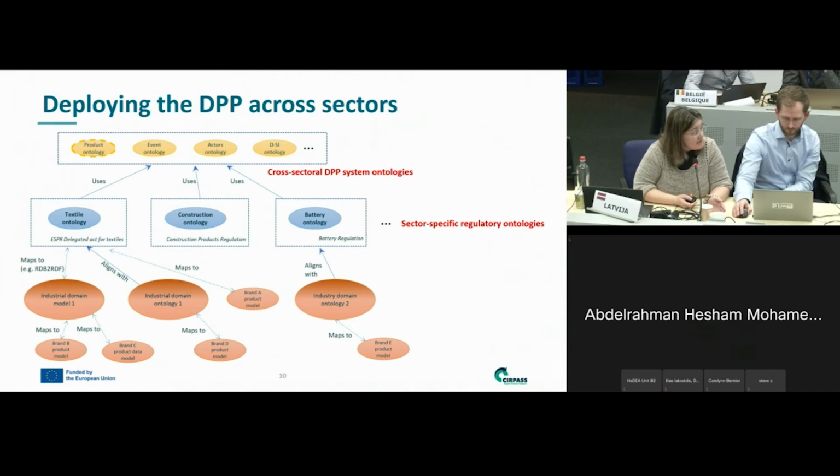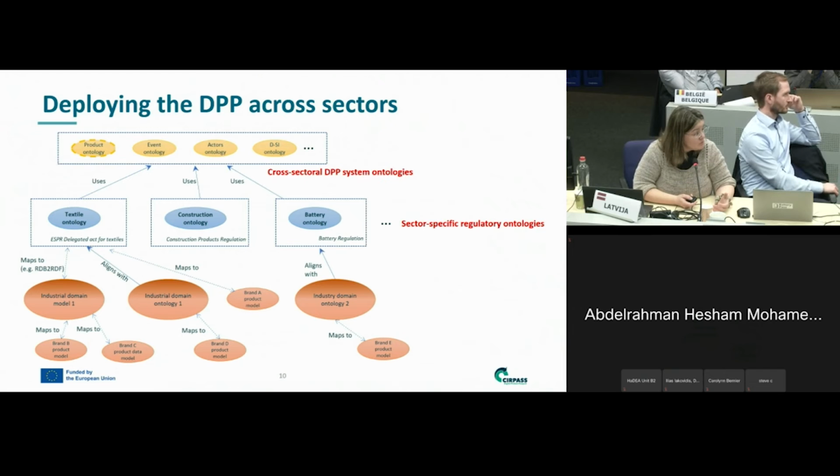Okay? And since there are many possibilities for implementing the decentralized DPP data repositories, like the orange circles I have at the bottom, this makes it possible to address sectors that are highly centralized with a few very large actors, for example, the tire industry, which is extremely different from the textile industry, which has a very large number of SMEs. So there are many, many ways that this can be implemented.